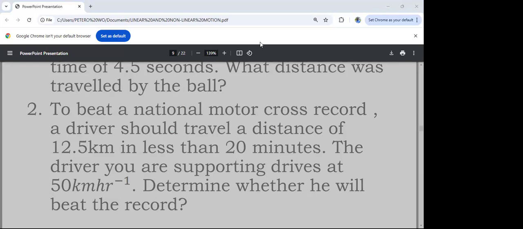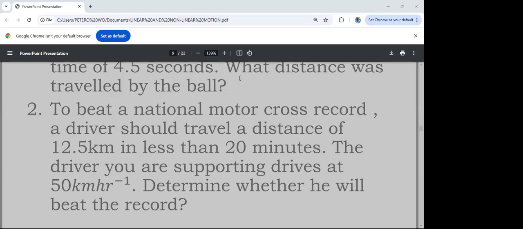Okay, good afternoon. So the question goes, to beat a national motor cross record, a driver should travel a distance of 12.5 kilometers in less than 20 minutes. The driver you are supporting drives at 50 kilometers per hour. Determine whether he will beat the record.